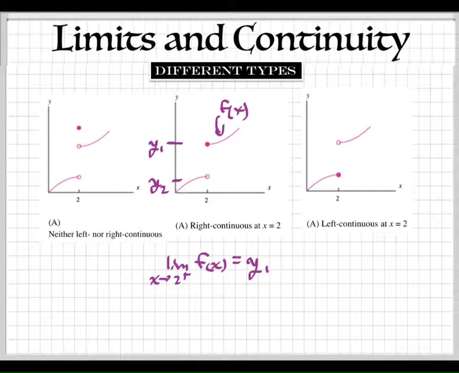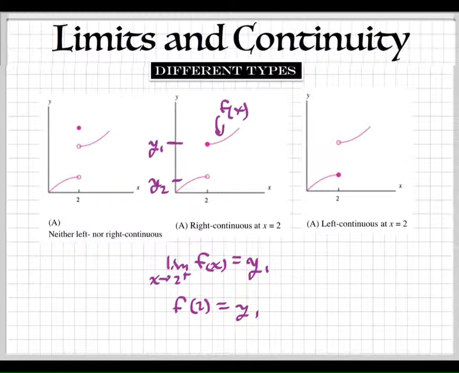Now, I can say f of 2 equals y sub 1 also. If I plug in 2, I get y sub 1. I do not get y sub 2. Because they equal each other, we say it's right side continuous, or right continuous at x equals 2. Is this left continuous? No, because that approaches a different y value, and it doesn't equal y sub 1, just like this one does right here. So you can have left side or right side continuity.